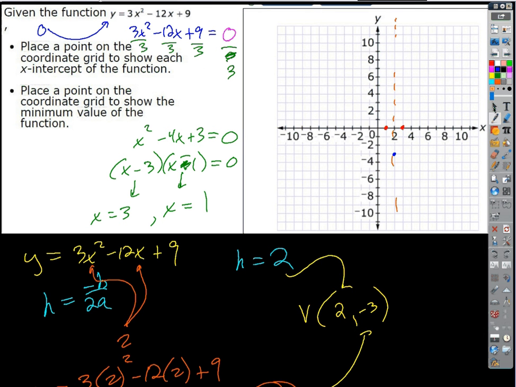How could we obviously do this in Desmos? Type in the function, and then I just click on the 2 dots that are the x-intercepts, and then there's going to be a dot at the vertex because that's an important point. So I click on that one, it gives me all the coordinates, and I'm done. Okay?